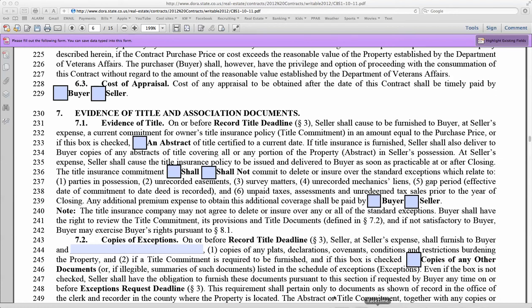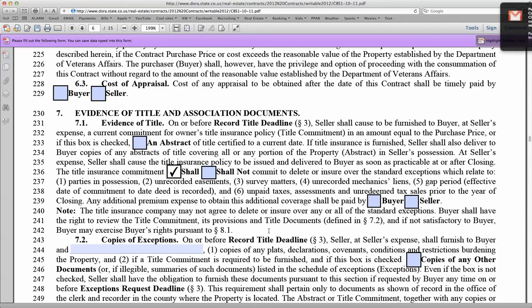You're always going to want to make sure you check this shall box so that the title insurance will delete or insure anything that's going on with the title, anything that would make it a clouded title, such as liens, easements, survey matters, any gap periods or anything like that, any unpaid taxes. And the expense is always going to be paid by the seller.